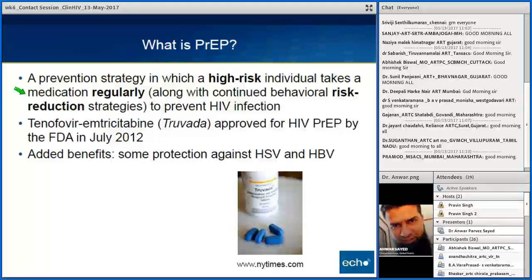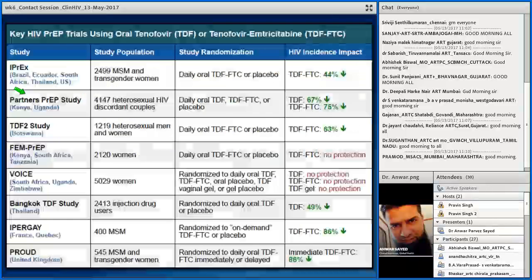We had discussed emtricitabine also, that this is very similar to lamivudine. The common trade name in US is Truvada. So the tenofovir-emtricitabine combination is the approved combination which is used for pre-exposure prophylaxis. There is some additional benefit also, that it has activity against HSV, herpes simplex virus, and HBV, that is hepatitis B virus.